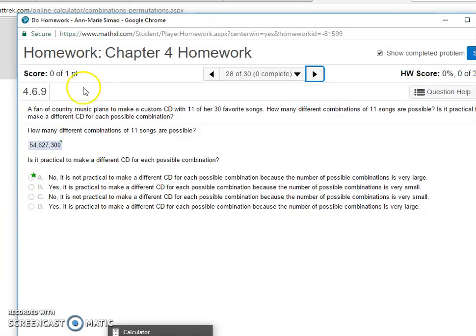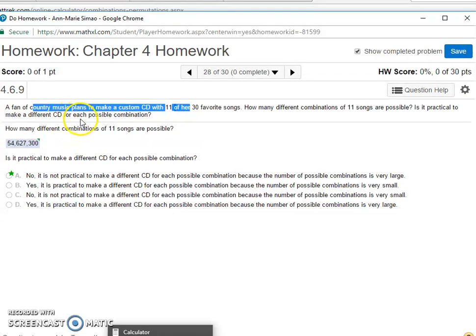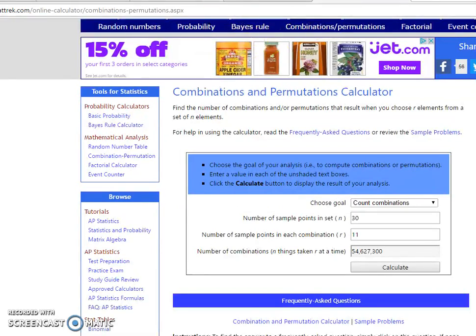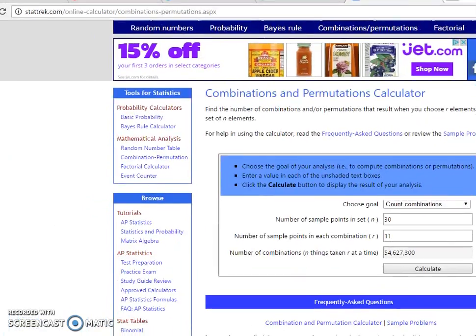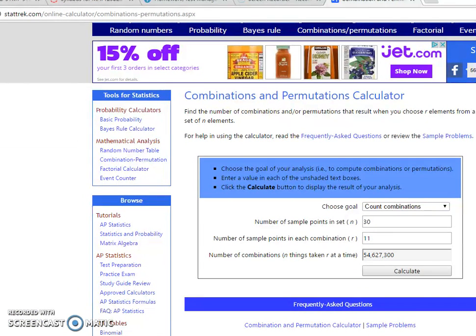So here, a fan of country music plans to make a custom CD with 11 of her 30 favorite songs. How many different combinations of 11 songs are possible? Is it practical to make a different CD for each possible combination? And so how many different combinations of the 11 songs are possible? So we need to do a combination. What I'm going to recommend to you is to use this calculator. It's at StatsCh4Part2. And so I'll post this with the videos.